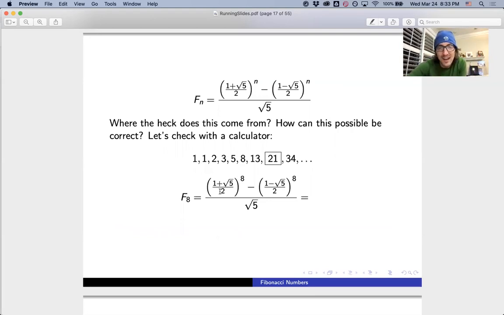So here I've plugged everything in, and I say, here's what Fn is. The nth Fibonacci number is do 1 plus square root of 5 over 2, raise it to the nth power, and then subtract this other crazy number, and take it to the nth power, and then divide by square root of 5.